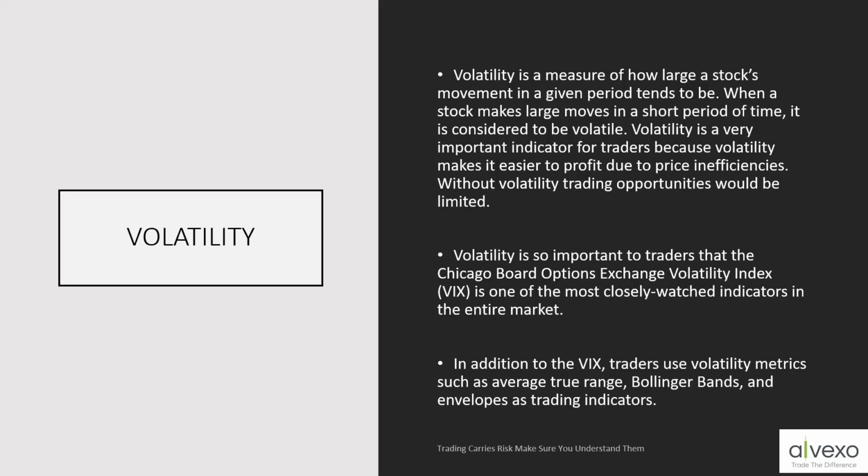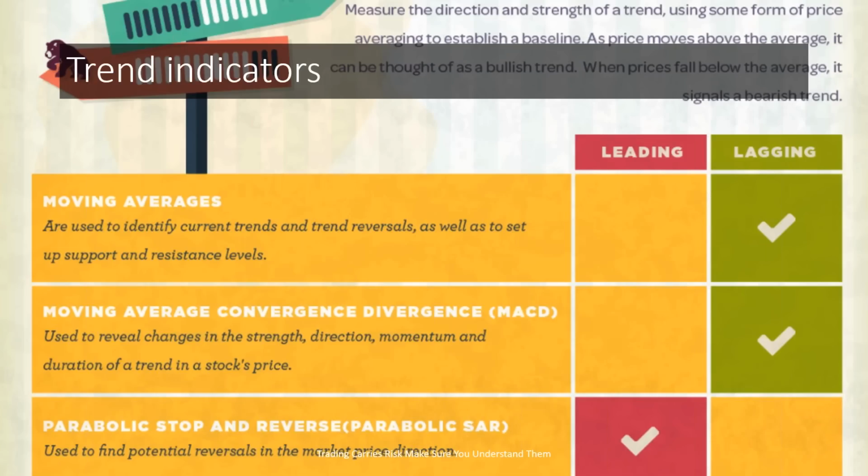Volatility is so important to traders that the Chicago Board Options Exchange developed its VIX index, which is one of the most closely watched indexes in the world. We refer to it all the time as the fear index. In addition to the VIX, traders use volatility matrices, ATR, average true range, Bollinger Bands, and envelopes as trading indicators.